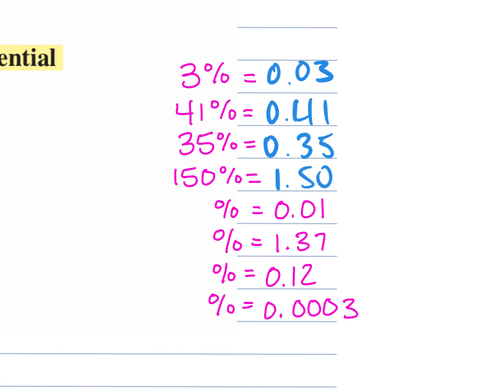How do you change 0.01 into a percentage? 1%. You move the decimal 2 places to the right. What about 1.37? 137%. Very good. What about 0.12, Kyle? 12%. And then 0.0003. Nathan? 0.03%. Very good.